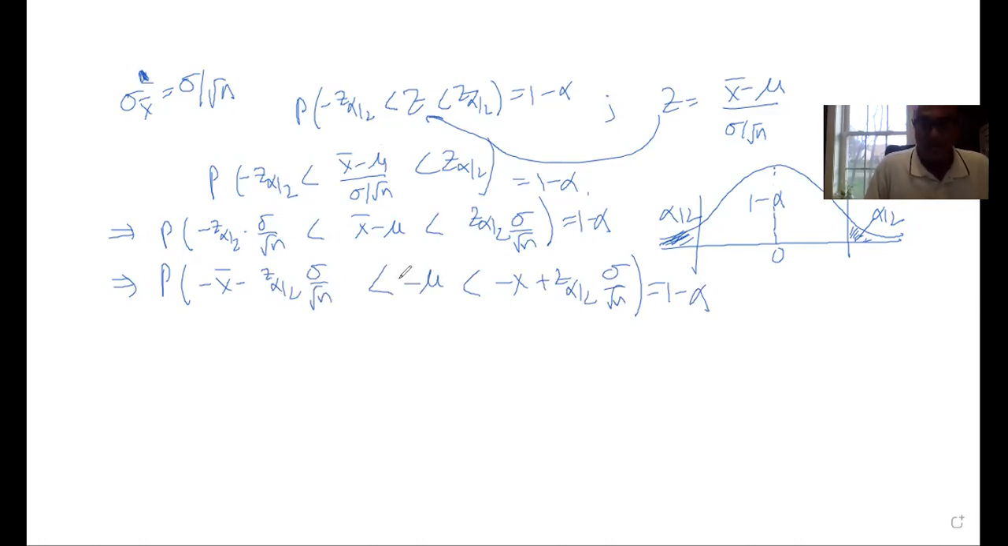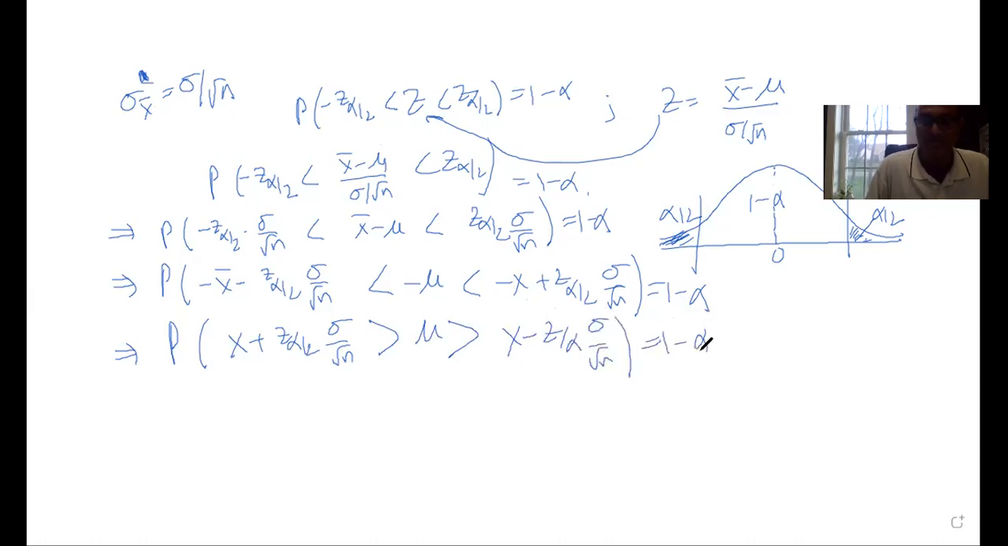Okay, guys. Now I want a positive sign here because I want nu. So let me just multiply throughout by a negative sign. If you multiply this inequality throughout by a negative sign, you're going to get x plus z alpha by 2 and sigma over square root of n. Because we are multiplying with a negative sign, this less than will be converted to greater than. This is greater than x minus z alpha by 2 and sigma over square root of n, and that is equal to 1 minus alpha.